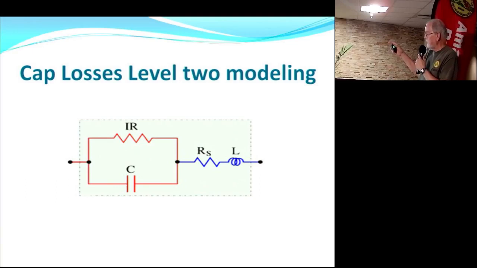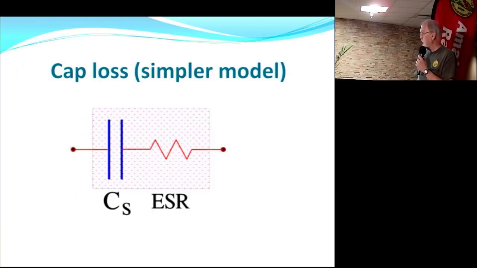This is an example of what's called two-level modeling. You see a capacitor that's ideal in red. There's a component of resistance across it that's in red. And then there's the resistance of the leads. It's always got wire going to it. That's in blue. And there's always some inductance associated with that wiring. That's in blue. So that's an example of a pretty decent model if you were doing design work that you would want to work with.